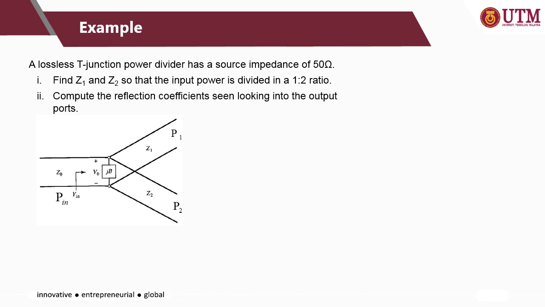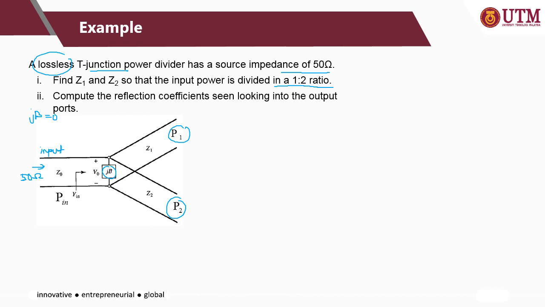Okay, let's look at an example. A lossless T junction, so we can assume that jB equals 0. The power divider has a source impedance of 50 ohm, so we can assume that Z0 for the input transmission line is 50 ohm. The question asks you to find Z1 and Z2 so that the input power is divided in a ratio of 1 to 2. Meaning that this power divider doesn't provide equal power division to the two output ports. This is the input port, and the output ports are port 1 and port 2.